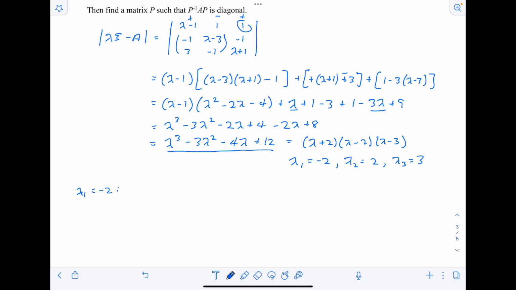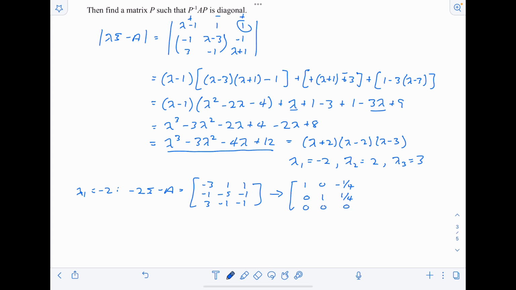In this case, we're going to take -2I minus A, and that gives us the matrix -3, 1, 1, -1, -5, -1, and 3, -1, -1. Now again, we want to reduce this down. If we reduce this, we get 1, 0, -1/4, 0, 1. Obviously, this is something I just did on the calculator, and you are certainly encouraged to do the same. But we get that final reduced row echelon form.